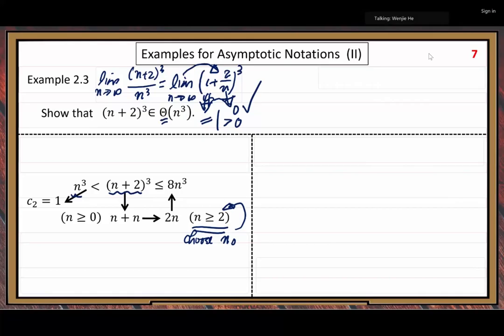So 8 is our C1 constant. After that, we have found 3 constants, C1, C2, and n0. When we apply the definition method, if you get these 3 constants, then you're done. Okay? So then you're done.